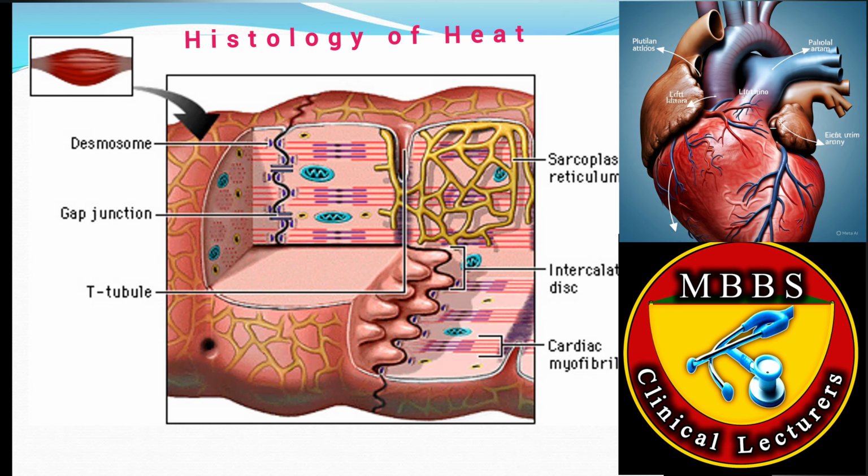In this cut section of the fiber of the heart muscle, we can see desmosomes are visible, gap junction is present, and T-tubules, which are characteristic of the cardiac muscle, are also visible over here. We can see the sarcoplasmic reticulum, the intercalated disc is again seen, and cardiac myofibrils which contain the actin and myosin filaments which form the dark and light bands, and the contraction of these causes the contraction of the muscle of the heart.